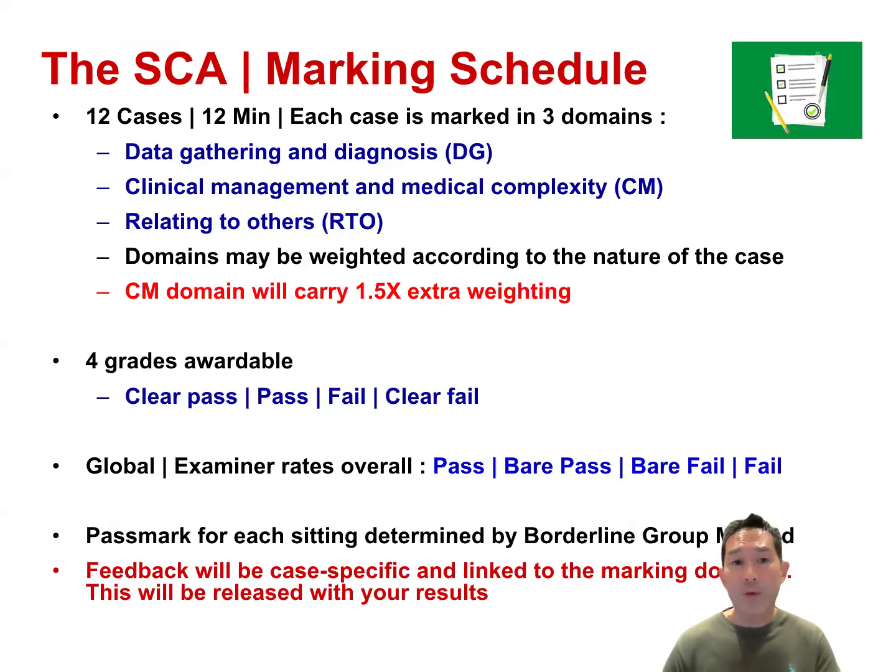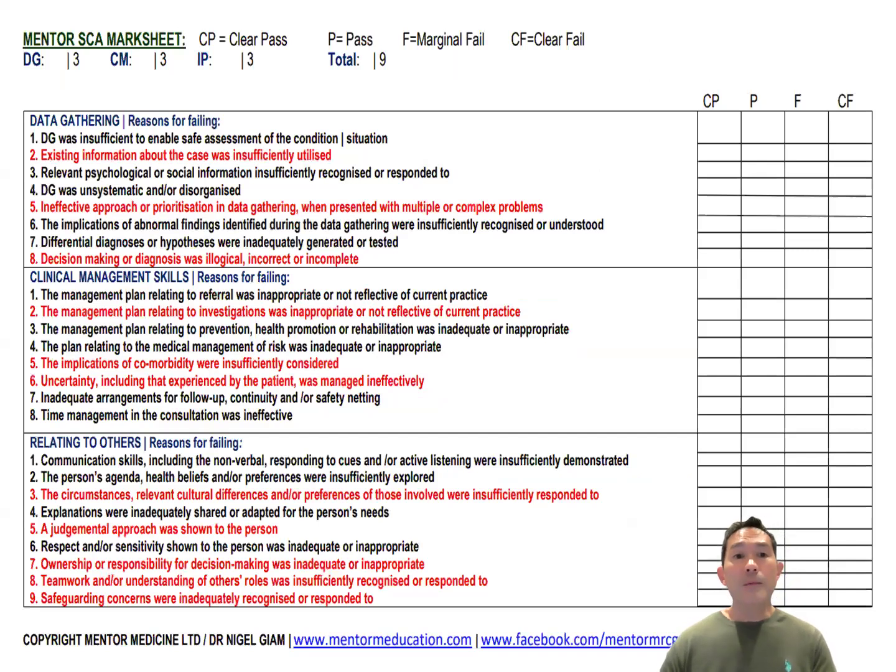So just as a reiteration, tonight the Q&A is going to be based around data gathering, clinical management relating to others. Remember, the clinical management domain carries 1.5 times more marks compared to the other two. And obviously on the day, you're going to get a global overall rating and then the pass mark determined by the borderline group method. So it depends on how strong your cohort is. And ultimately the pass mark will range between sort of 72 to 76. We can certainly talk about this in more detail. I have got this on my website in terms of the Mentor SCA mark sheet.